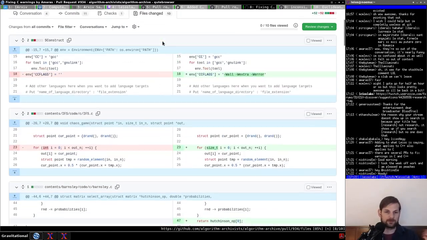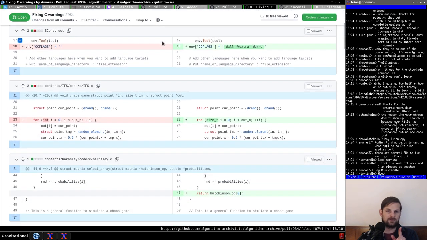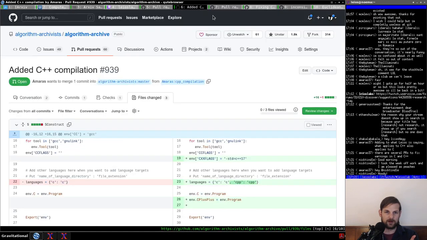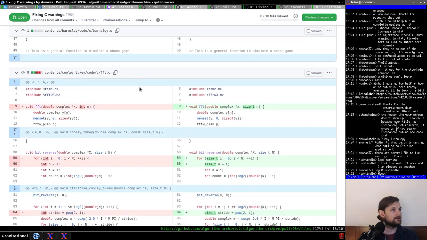So the build PR looks great. Oh, I see what this is doing. This is changing. This doesn't conflict, right, with the other PR you just put up? I assume it doesn't. I assume that 939 and 934 don't conflict. So we can still merge 939 without breaking 934, right? Let me get some water. If so, I think we're good to go. Because we can just add the Wall, Wextra, Werror, and stuff like that in this PR, I think. Right?